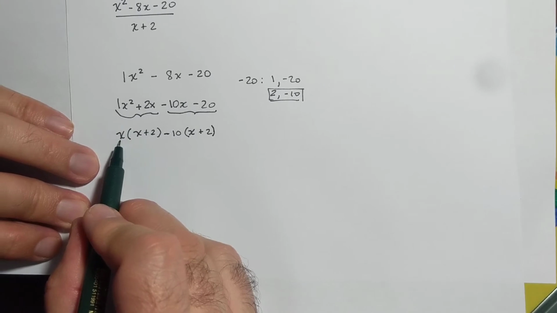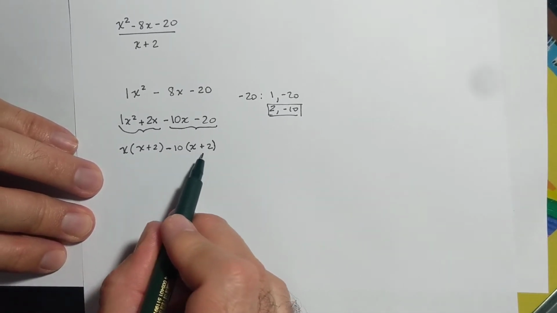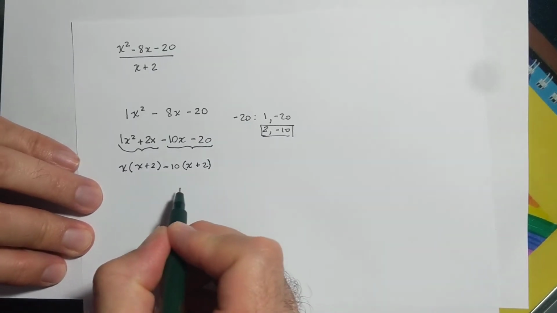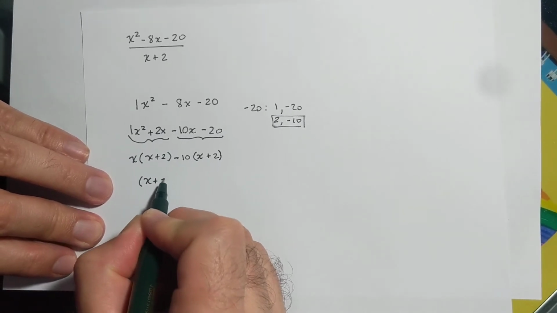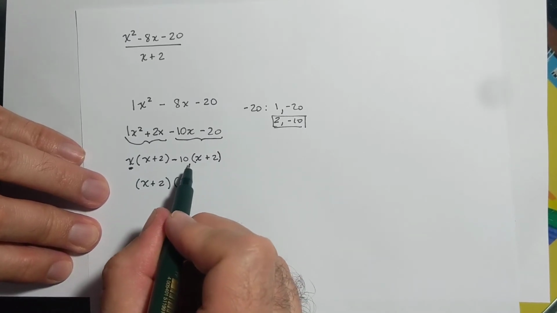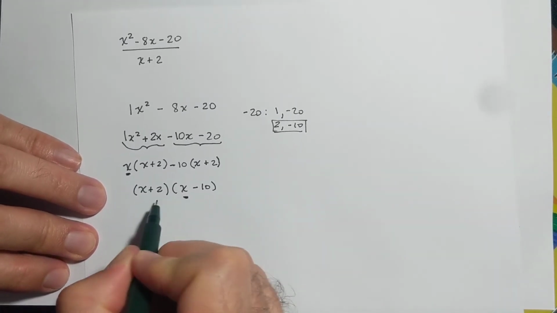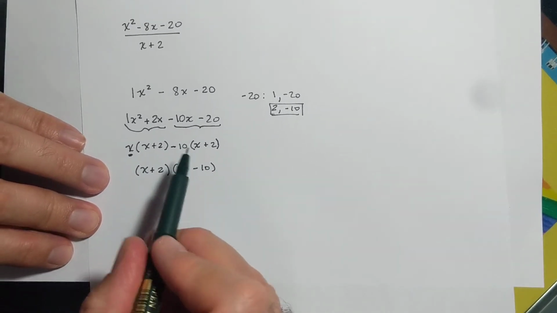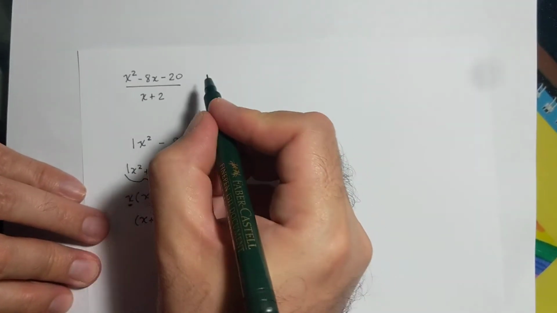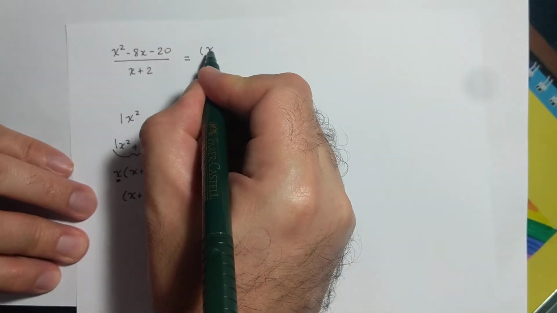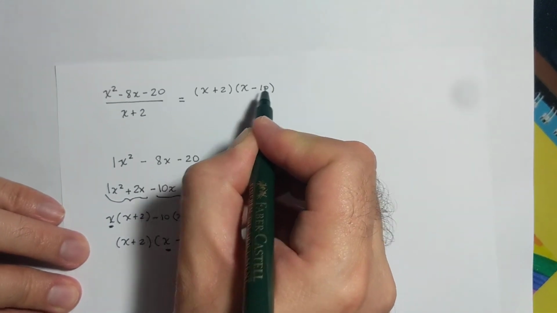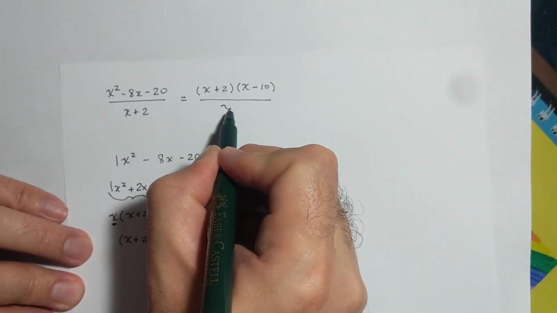So now these two things are being subtracted, but they both have an x plus 2 common factor. So x plus 2 is the common factor, and it multiplies this x, which I'm going to put here, minus 10, that also multiplies the x plus 2. So this is equivalent to x squared minus 8x minus 20. So I'm going to write this answer over here. That is x plus 2 times x minus 10 over x plus 2.